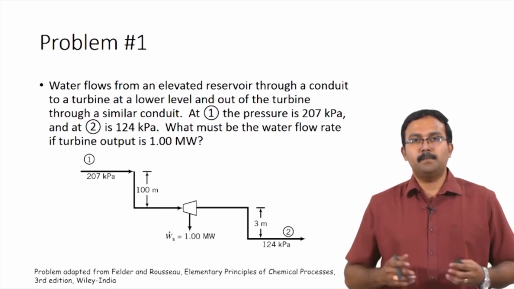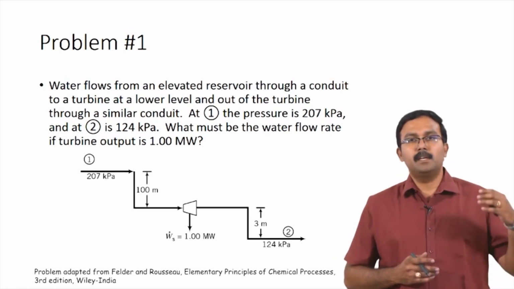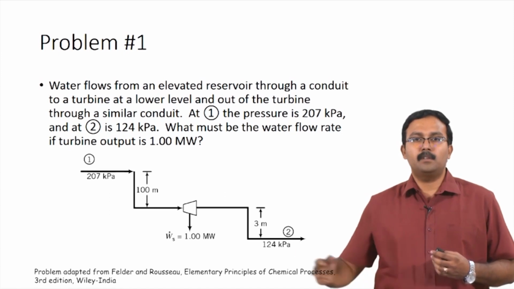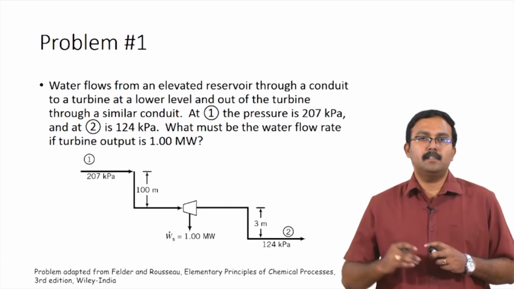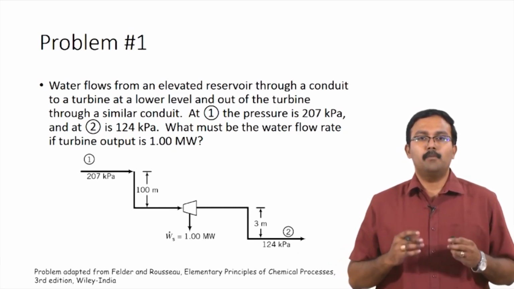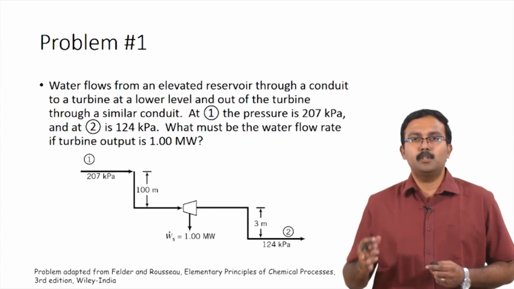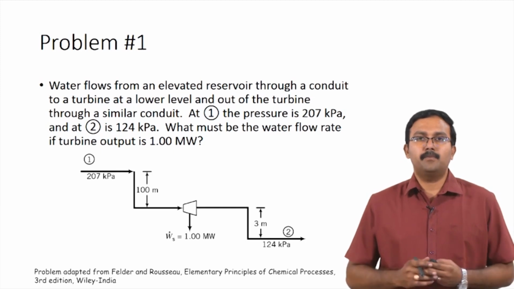So, the setup is given. You have point 1 which is at an elevated level. From here the water flows down to the turbine and then it again falls back to the second point. So, you have an initial drop of 100 meters and the second level of drop is 3 meters. You also have been given that the shaft work is 1.00 megawatts. So, having this information, let us try to perform mechanical energy balance calculations.